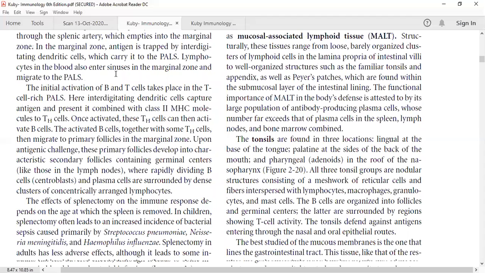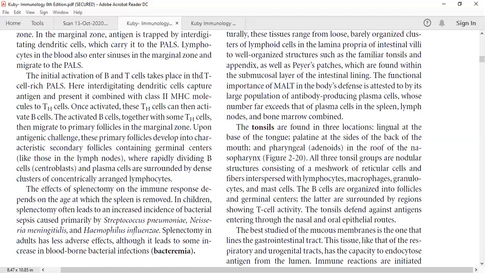The initial activation of B and T cells takes place in the T cell rich sheath. Here, interdigitating dendritic cells capture the antigen and present it combined with class 2 MHC molecules to the T helper cells. Once activated, these T helper cells can activate the B cells. Activated B cells together with some T helper cells then migrate to the primary follicles and marginal zone. Upon antigenic challenge, these primary follicles develop into the characteristic secondary follicles containing germinal centers, as we have seen in the last diagram.